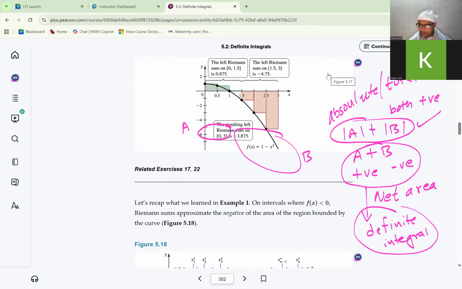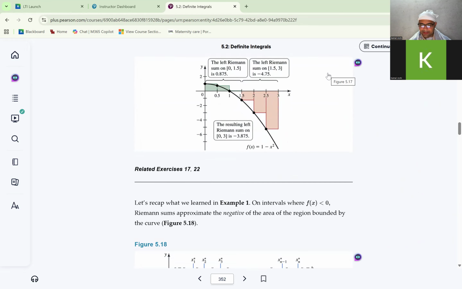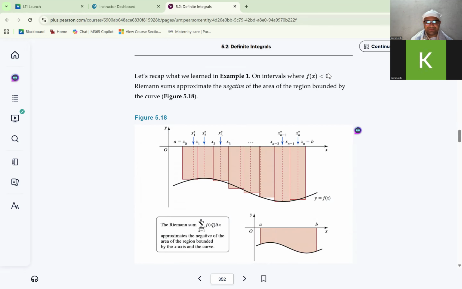Now let's move on and look at some examples. For example, if your graph of f of x is entirely below the x-axis, this definite integral, I will also use the notation now, which you will be seeing very soon, is the integral from a to b of the function f of x dx.